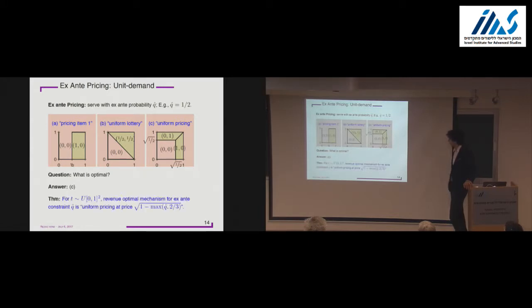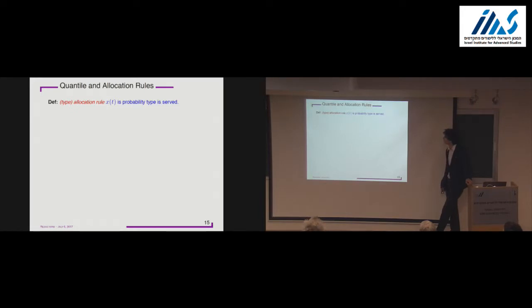And the general theorem is that the optimal mechanism for the ex-ante constraint Q hat is uniform pricing at a price, and then this is the equation you'd get to get the areas right. So that was the ex-ante optimal mechanism. I give you an ex-ante constraint, and I ask, what's the best thing that serves with that given ex-ante probability?